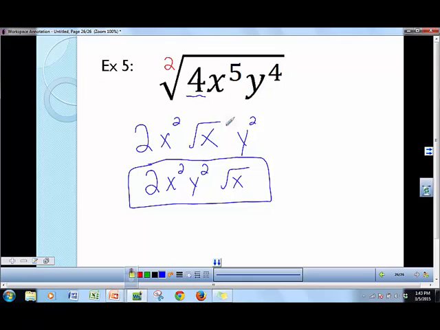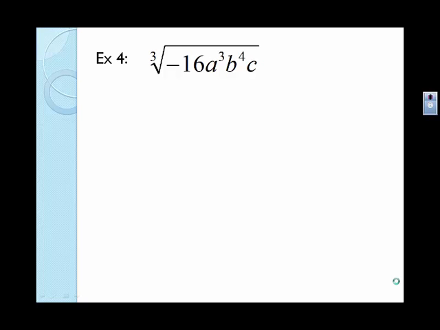Okay, now we could have done this the long way, and we could have split all of this up and written everything out, and you'd get the same answer, but by using the index as a shortcut, you're really going to save yourself a lot of time and a lot of work.